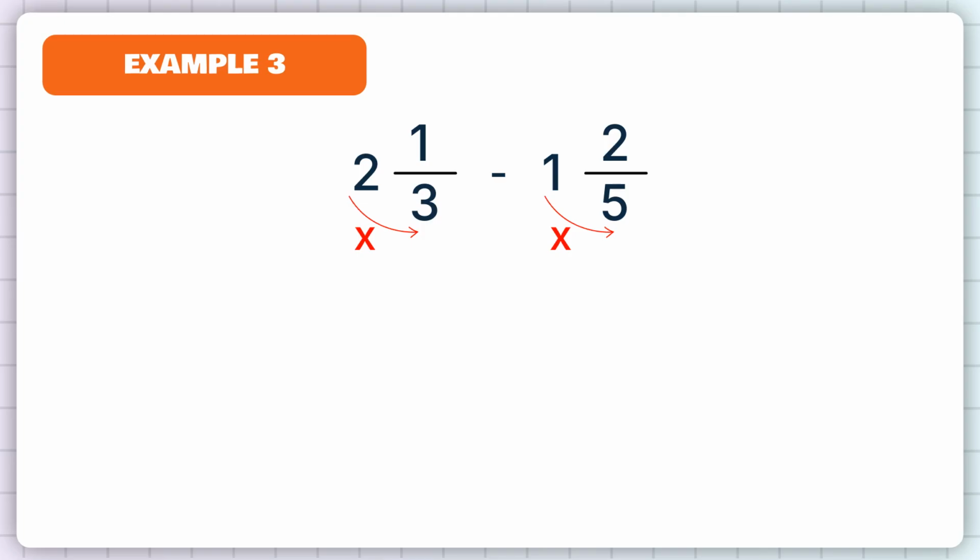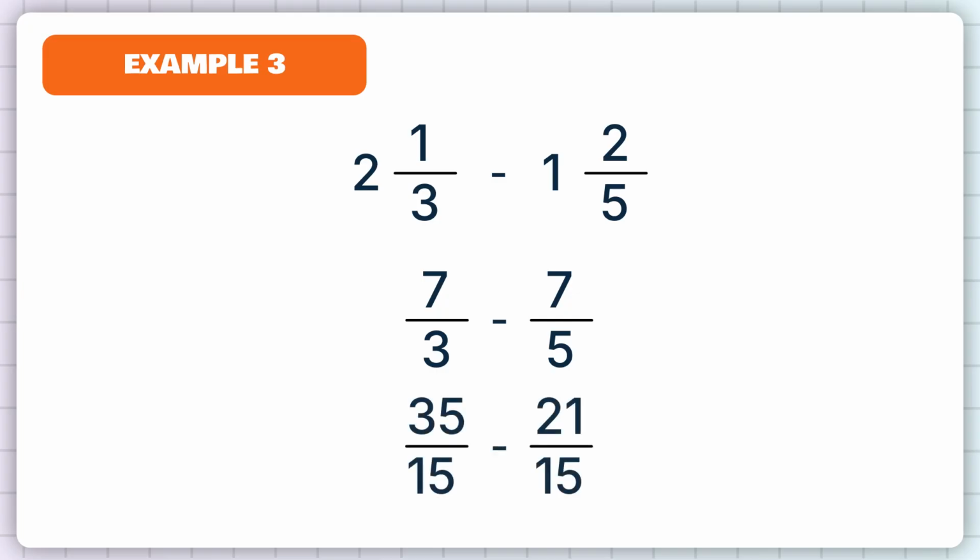Let's subtract mixed numbers. 2 and 1/3 minus 1 and 2/5. First, convert the mixed numbers to improper fractions by multiplying the whole number by the denominator and then adding the numerator. This gives us 7 over 3 minus 7 over 5. Next, find the common denominator. The lowest common multiple of 3 and 5 is 15. We can convert these fractions to get 35 over 15 minus 21 over 15. Now subtract the fractions. 35 minus 21 equals 14, which gives an answer of 14 over 15.